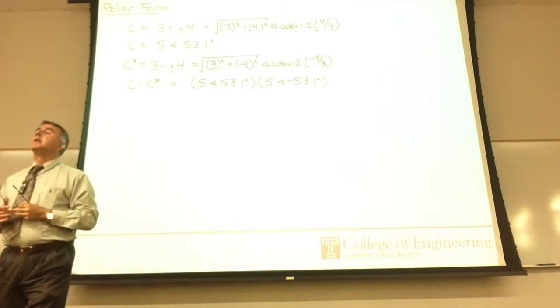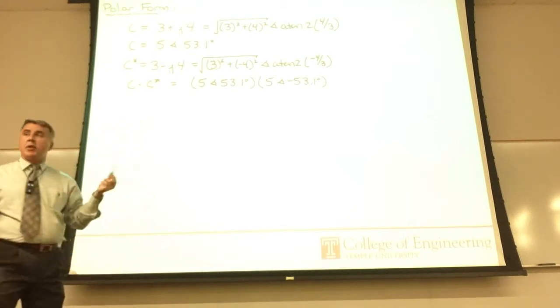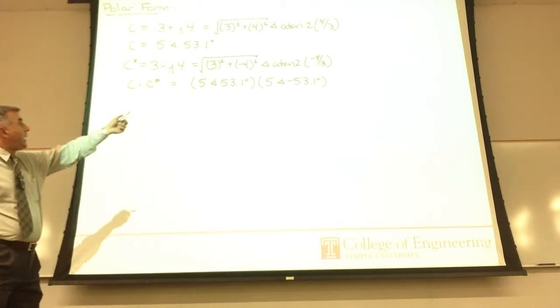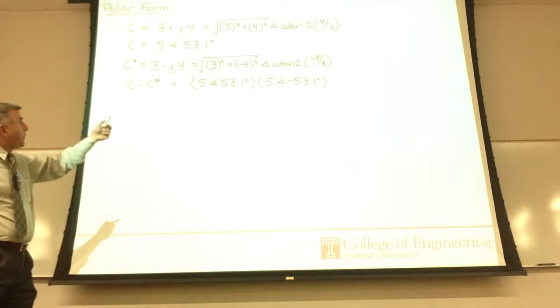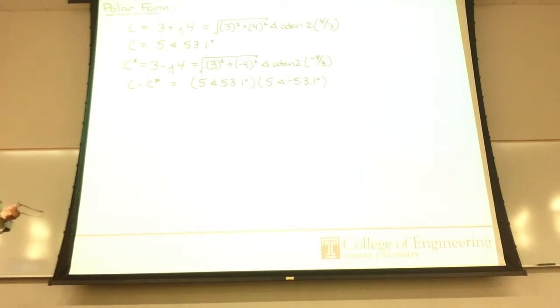Yes? Add the degrees, and what do we do with the real part? Multiply, right? So it becomes 5 times 5 is 25, and then simply add the angles, which is 53.1 minus 53.1, which is 0, and therefore the result is a real number. Same thing. So we used the polar form instead of rectangular form and got the same answer.